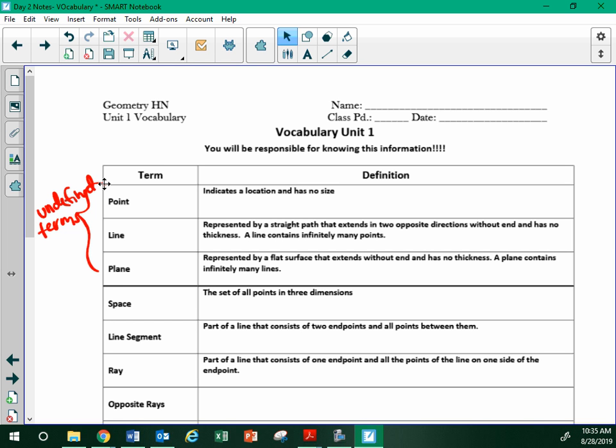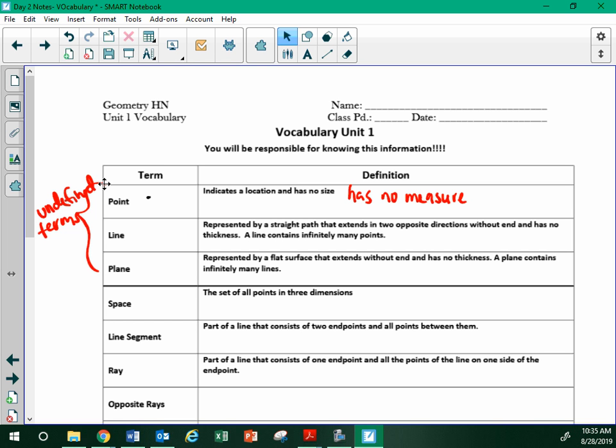A point indicates a location and has no size. So although I can draw a point, we can, of course, zoom in even more and have a smaller point, smaller point, smaller point. So it tells us a location in space, but it has no size. Thus, it also has no measure. I can't measure that point, right? So I'm going to make that note. It has no measure. And so again, I can talk about point A, right there, point C, down there. So it's just a location in space.